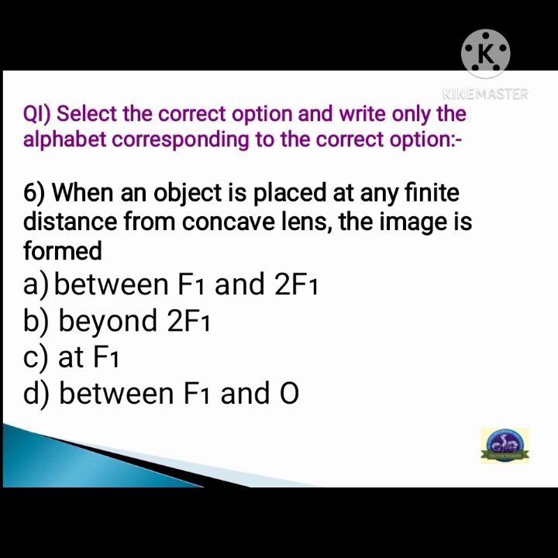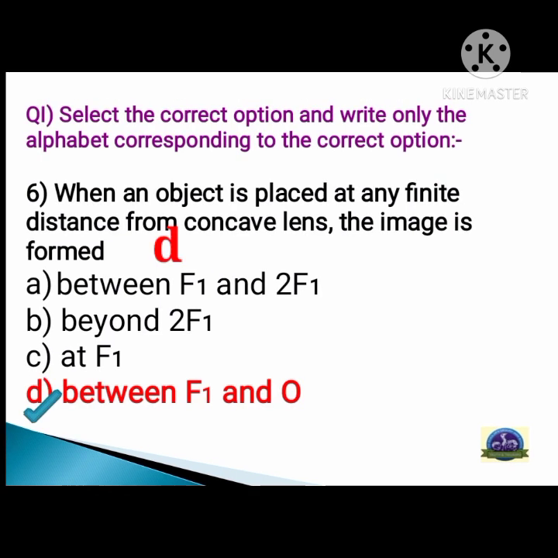Sixth one, when an object is placed at any finite distance from a concave lens, the image formed is dash. Option A, between f1 and 2f1. Option B, beyond 2f1. Option C, at f1. Option D, between f1 and O. Answer is option D, between f1 and O, that is on the same side as the object.